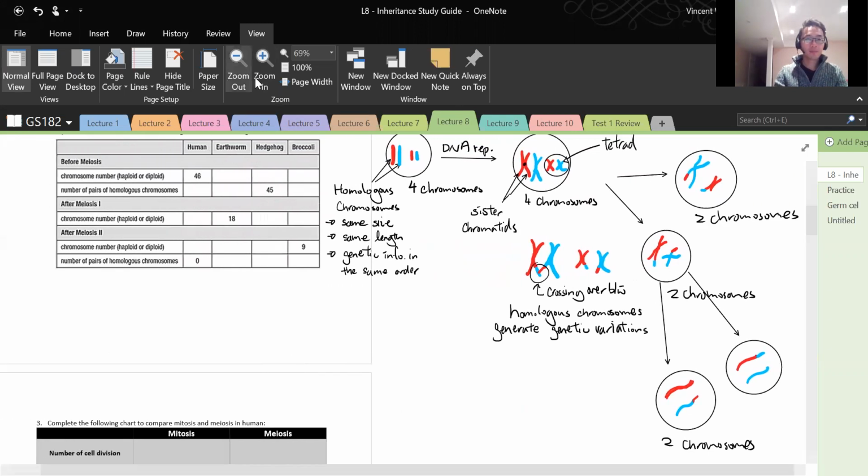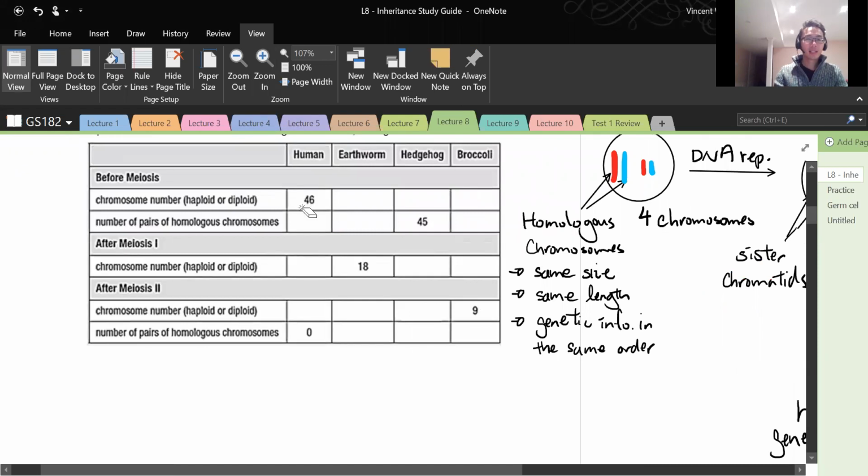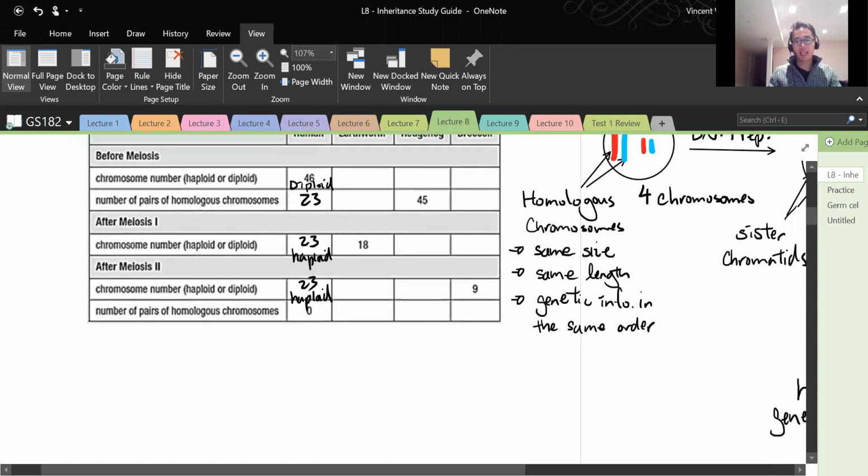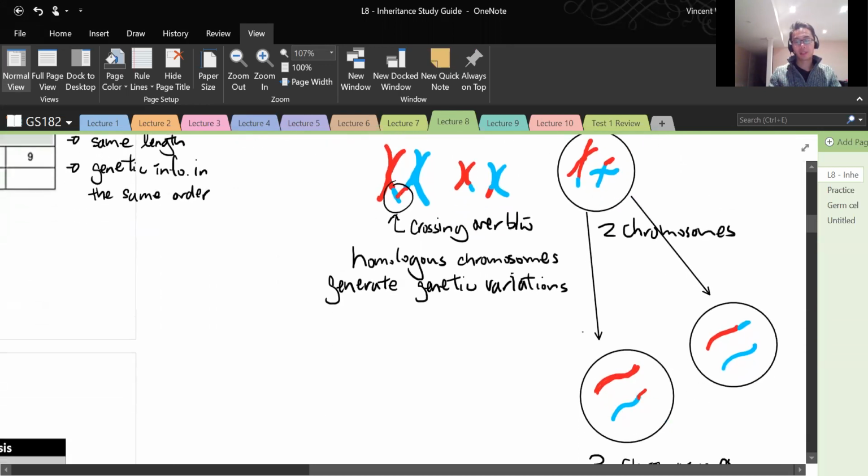So basically, in this chart, we started with 46, which is 23 pairs of chromosomes. The 46 is diploid, 2 sets. One set of red, one set of blue, so to speak, one from each parent. And then after meiosis 1, it is going to be 23 chromosomes, haploid now. And then 23 again, haploid. How many homologous chromosomes do we have at the end? Well, let's take a look here. None, right? There's no homologous chromosome for this one anymore. The homologous chromosome is in the other gametes.